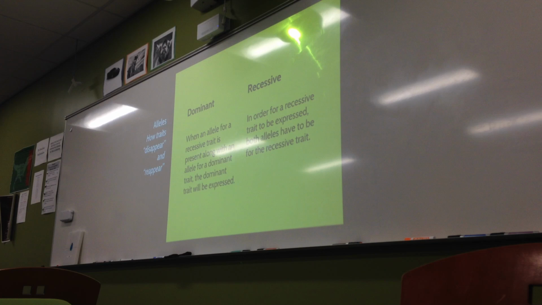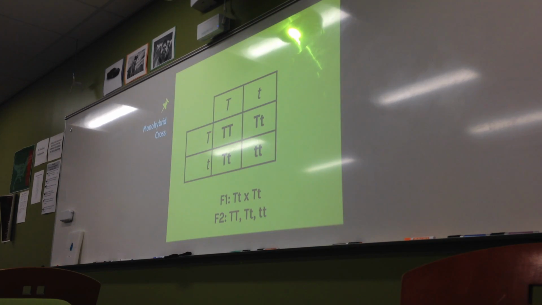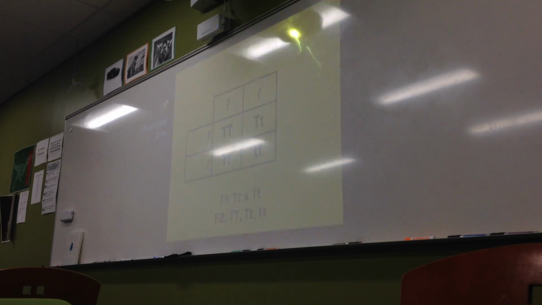Dominant traits are going to appear. For recessive traits, both alleles have to be in there. A monohybrid cross, you guys know how to do that. Remember, the parental generation is P, the next generation is F1, filial 1, and the generation after that is F2.